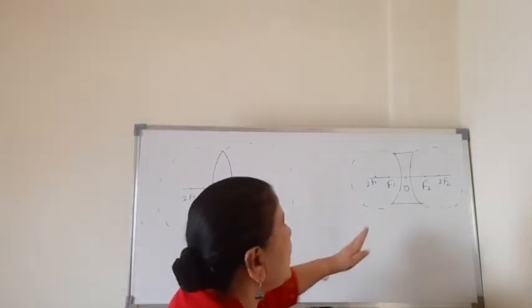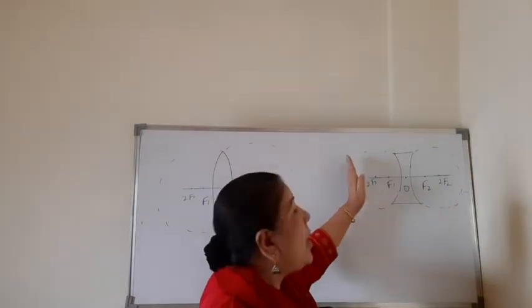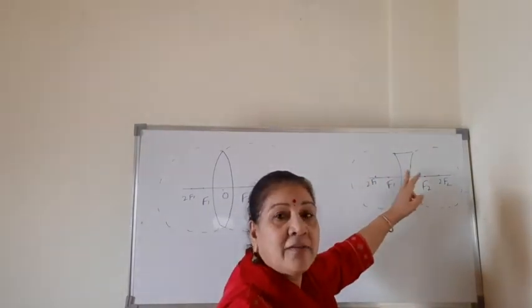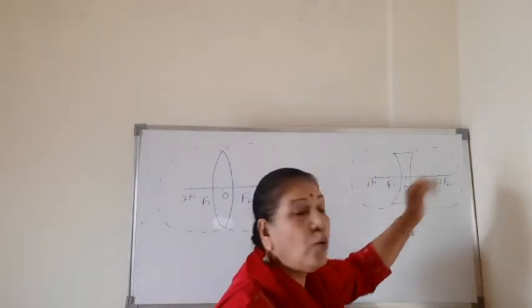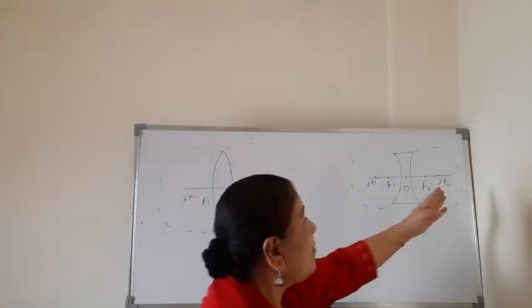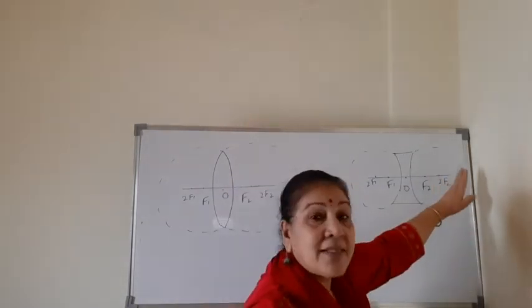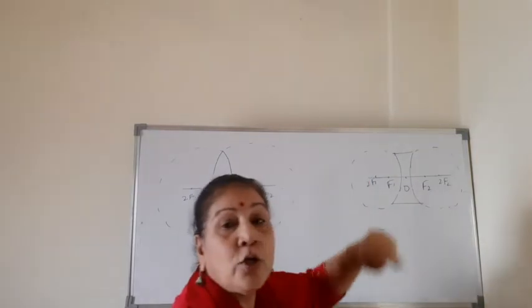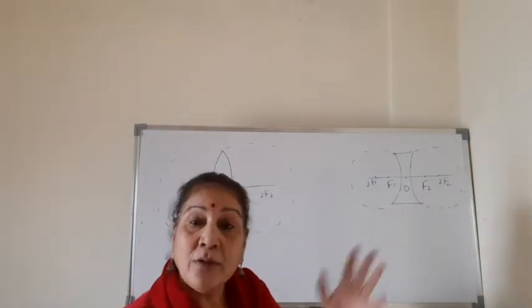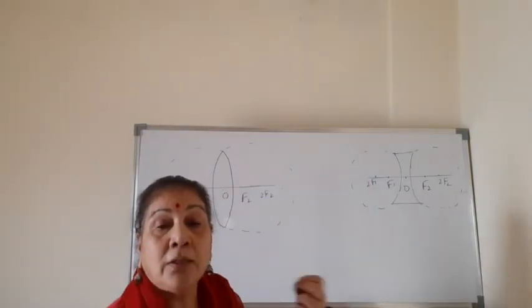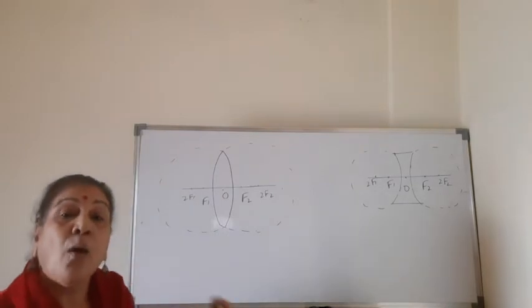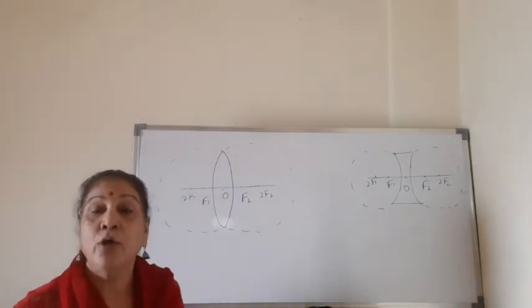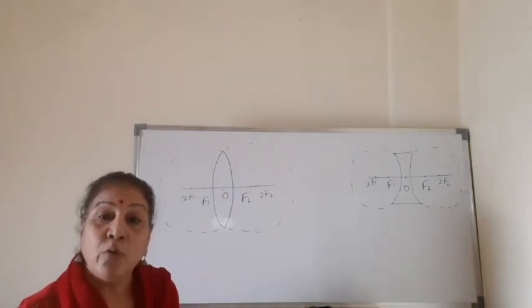Same thing happens here. If the object is here, the light coming out of the object will pass through this lens and it will go to this side. Same if I place the object on the other side of the lens, again it is going to form an image. So we are going to see how the images are formed, and what rays we are supposed to take while drawing the ray diagram.